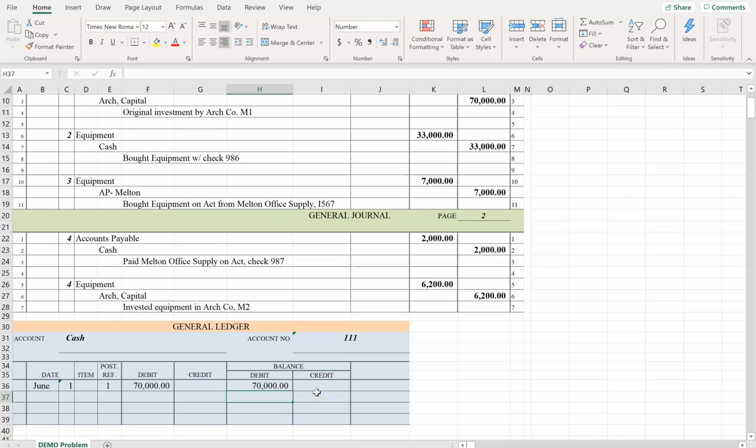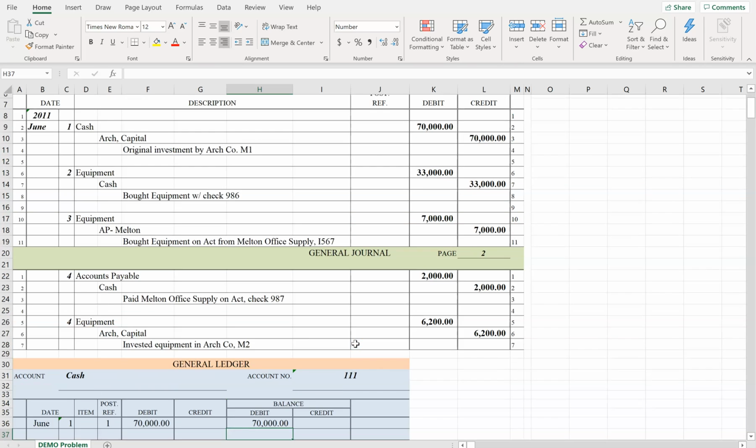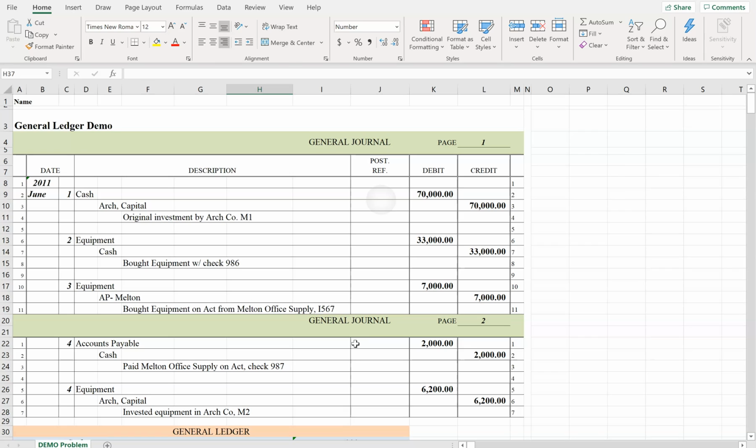And then to finish this entry being posted to the ledger, we need to go back and fill out the post reference column in the journal, okay? And in the journal, the post reference is going to be the account number that you posted into in the ledger. So for cash, it's 111. So we're going to go back up, post reference of cash. We're going to plug it in, 111. And then now we know that that line of this journal entry has been posted.